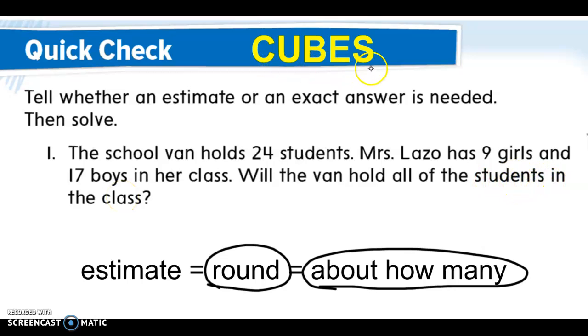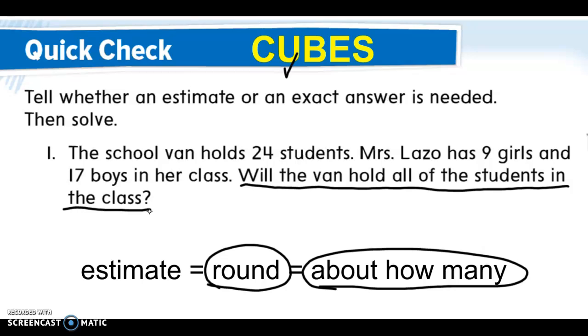If we're using our cubes word problem strategy, I always underline my question first. Even though the U comes second, I always look for that question mark and I say, what are they asking me to solve here? And the question here is, will the van hold all of the students in the class? We can't take a guess. We have to do some math to figure out that answer. So what are we going to need here?